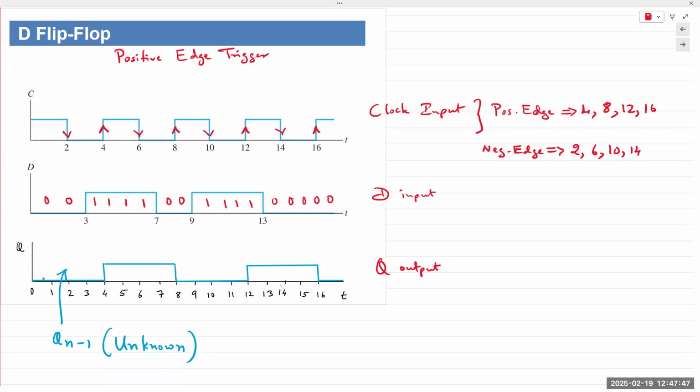If it's given in the problem statement that the flip-flop's output is currently high, its output is 1, or if it's given that the output is 0, then you can write that in there. Otherwise, just make an assumption. Write Qn minus 1, unknown.